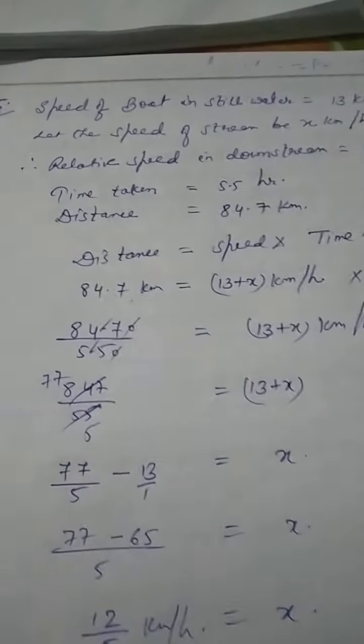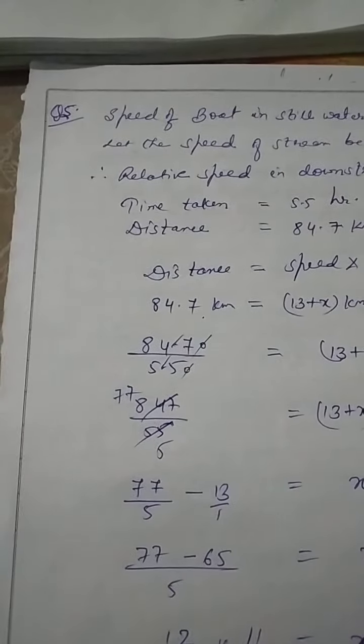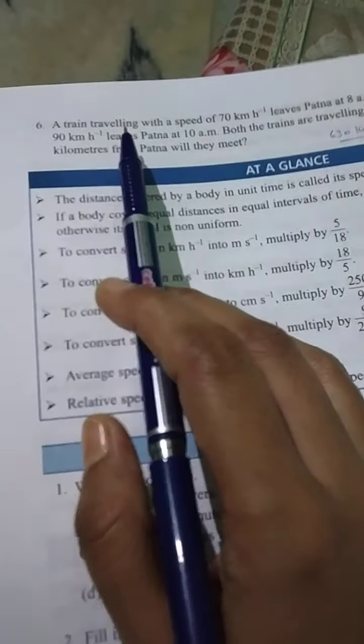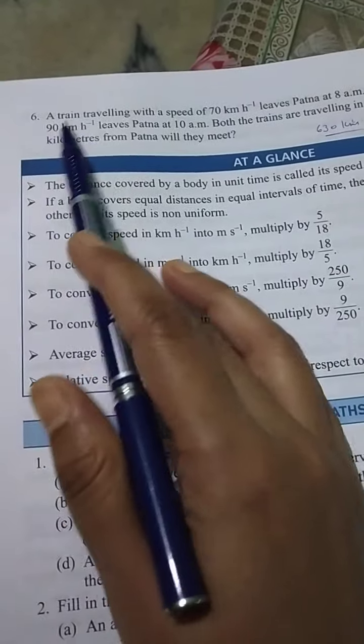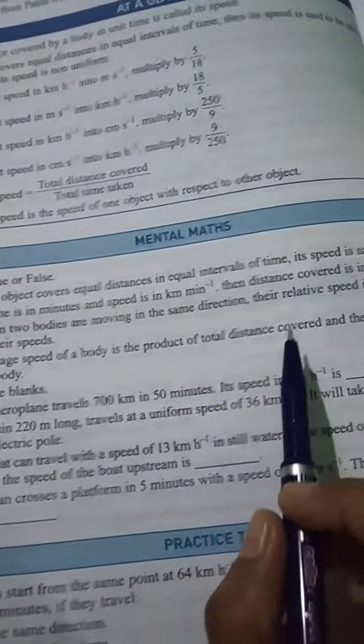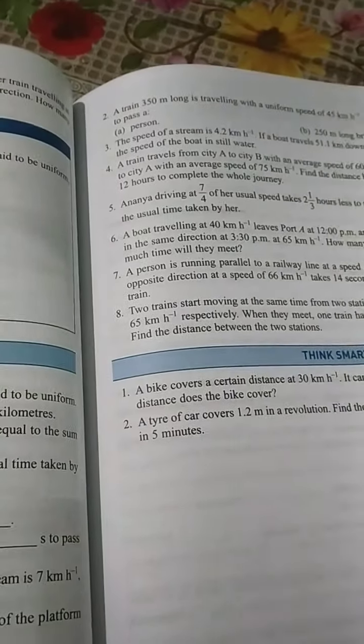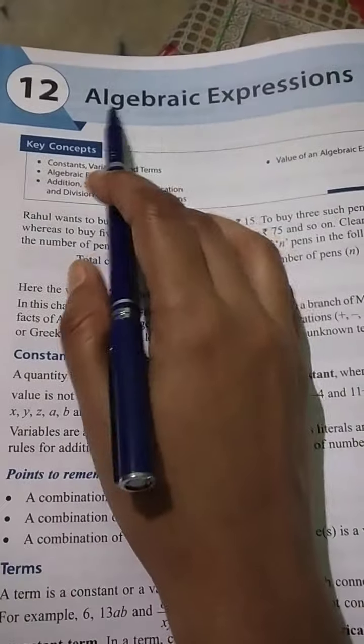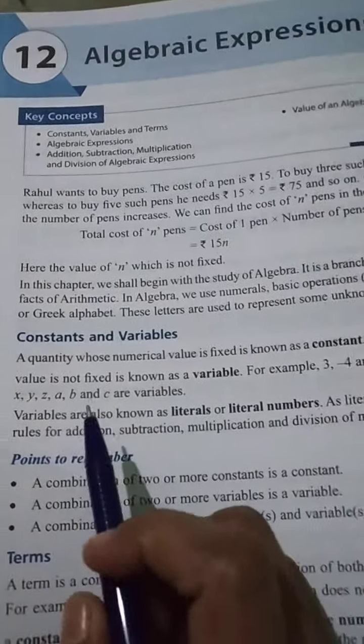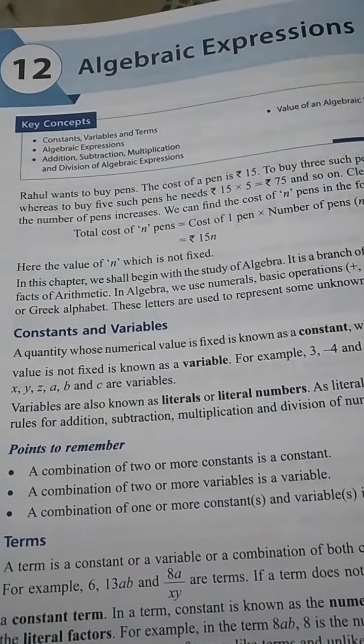Okay, I hope you have understood question number 5. And question number 6 you have to try, students. I'll explain it on another day, but you have to try it. You have to try mental maths also, and practice time also. I'll explain the next chapter, algebraic expressions, chapter 12, next day. Till then, complete your work.